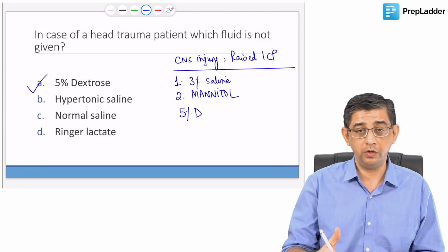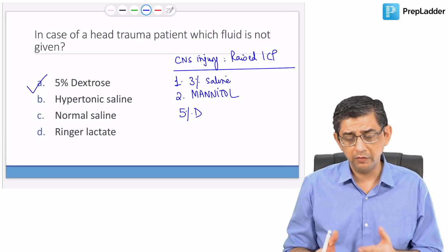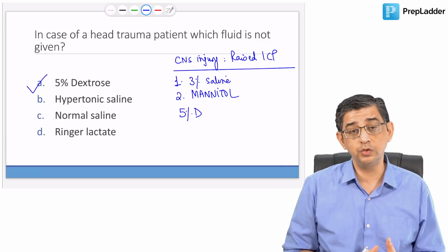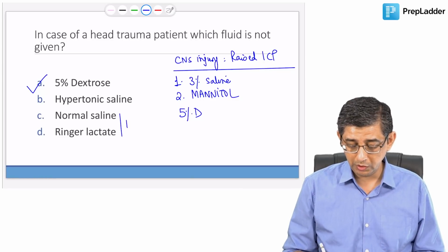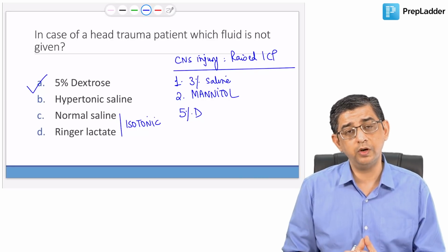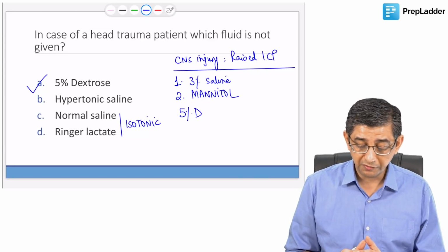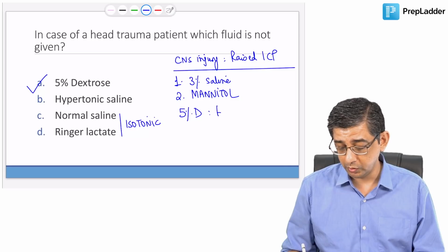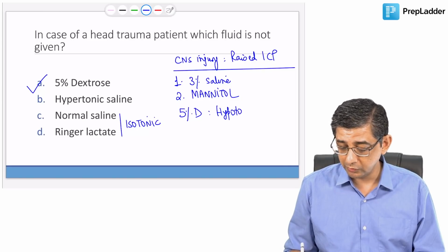You will give hypertonic saline, you can give mannitol, you can give normal saline, ringer lactate also, because they are isotonic solutions. These two are basically crystalloids, they would be isotonic, so they can be given for replacement. But because 5% dextrose is a hypotonic solution, if you are going to use it, what's going to happen?